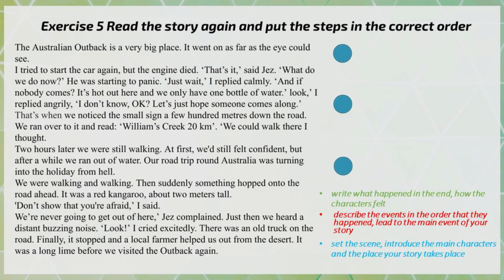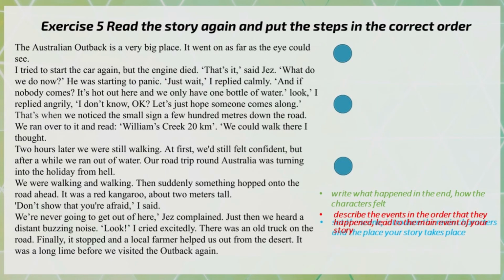We usually start a story by setting a scene. In the first paragraph, you can introduce the main characters, tell your reader where they are and what they are doing in the story. In the main body, it can be the second or the third paragraph, you can describe the events in the order they happened.